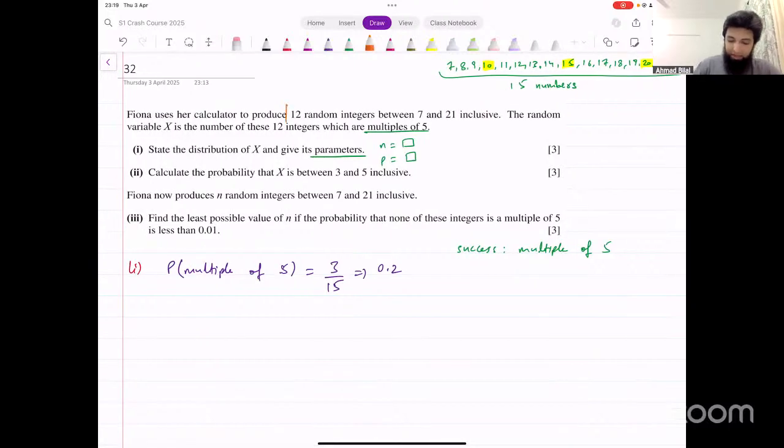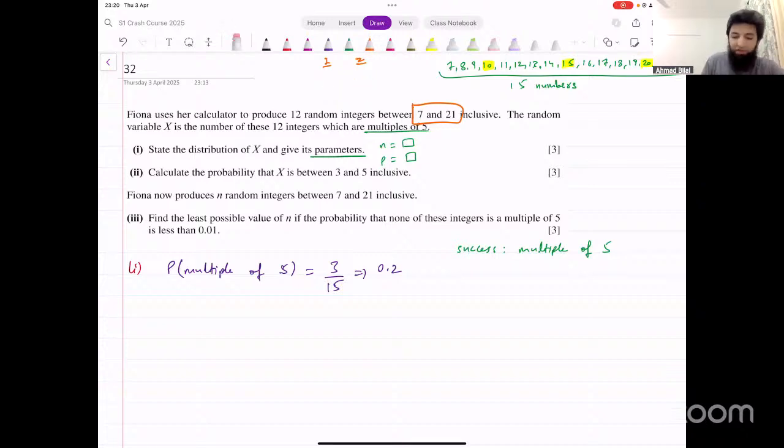They are generating 12 random integers. So when you generate one integer between 7 and 21, let's say it turns out to be 11. That's your first integer. Then you generate another integer, again from numbers between 7 and 21. Let's say it turns out to be 15.